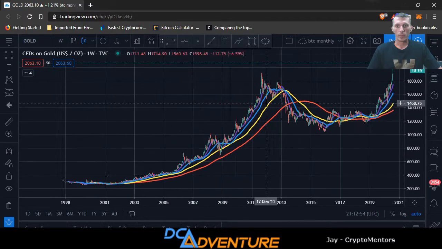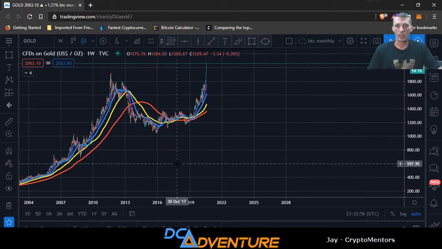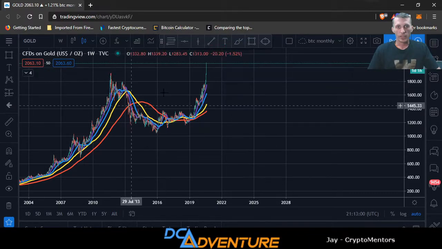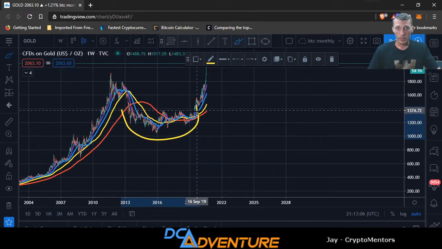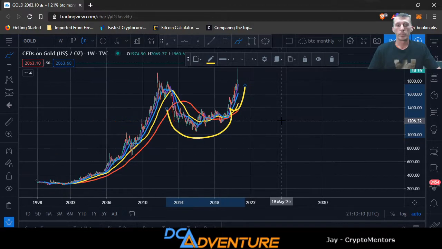Nice cup and handle formation on gold. I had pointed this out a long time ago to the guys in the Patreon group, and you will see right here that I was right. Here's the cup. There's the handle. Picture perfect cup and handle for gold. Super awesome. If anybody's trading gold, we did trade a couple double tops on it.